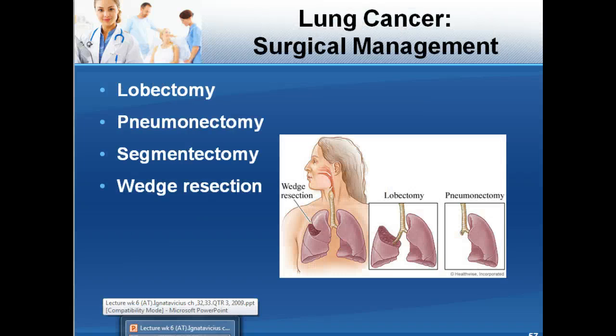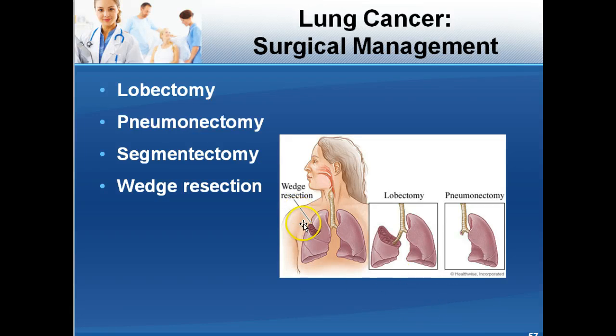As for the surgical management, of course, you have a lot, and it depends mainly on where it's located. Here on the screen, it has a wedge resection, lobectomy, and pneumonectomy, which is when you remove one whole side of the lung. That's basically what it is. Also, you probably want to take note of the difference between the left side and right side of the lungs.